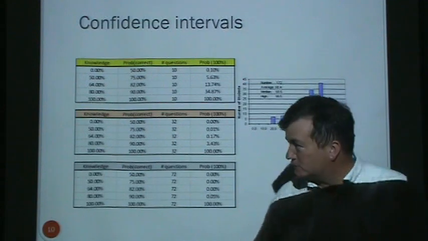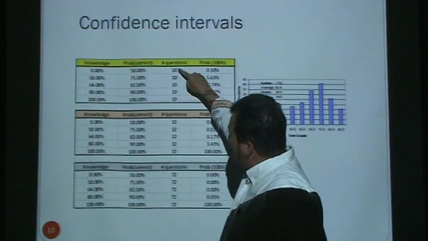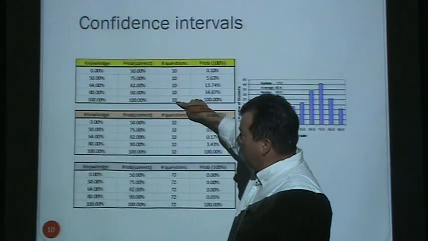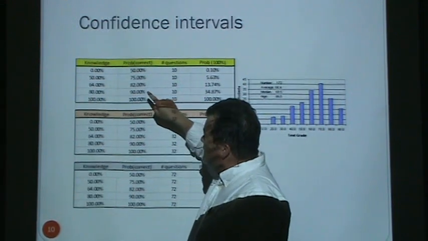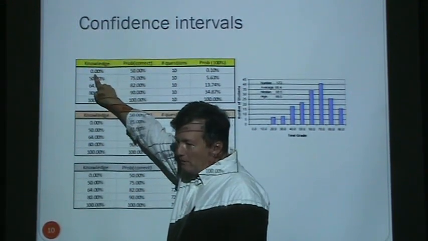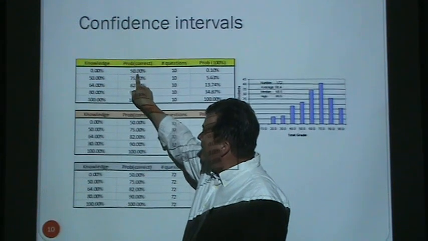So just to look at a few extremes, suppose you had a 10-question true or false test. If you have no knowledge at all, you're expected to get half the questions right.